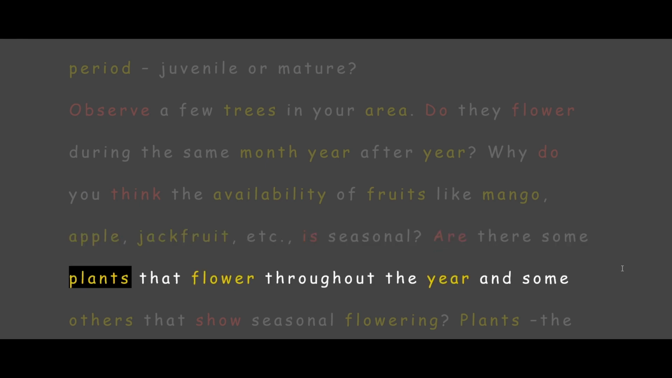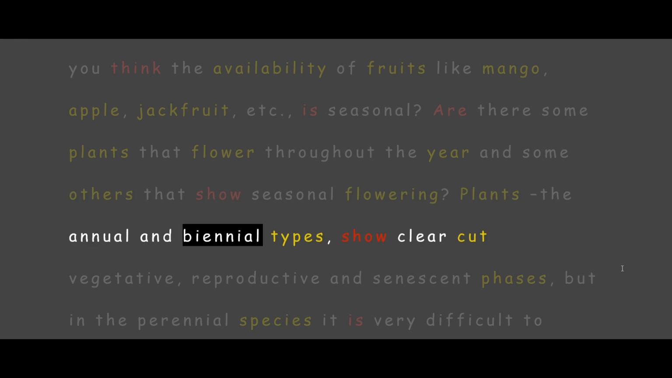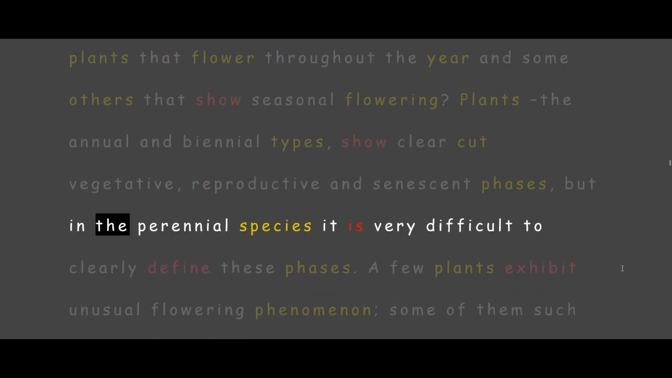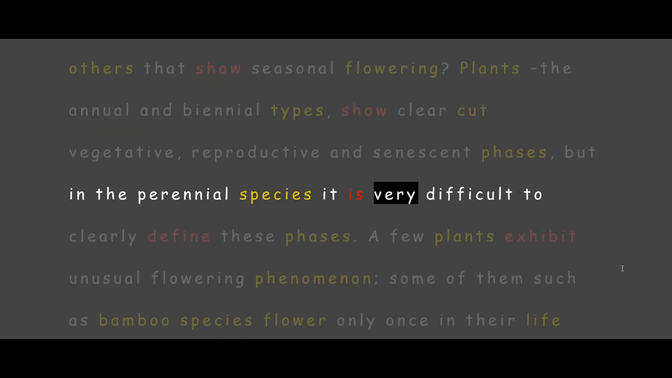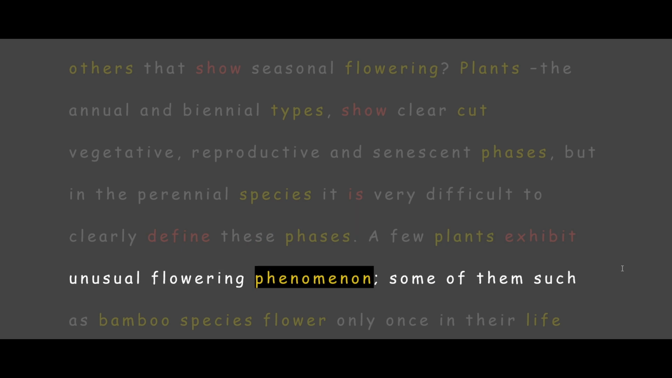Are there some plants that flower throughout the year and some others that show seasonal flowering? The plants of the annual and biennial types show clear-cut vegetative, reproductive, and senescent phases, but in the perennial species it is very difficult to clearly define these phases. A few plants exhibit unusual flowering phenomenon.